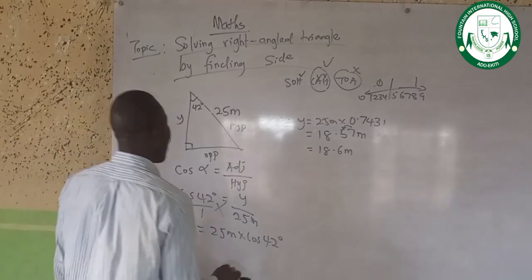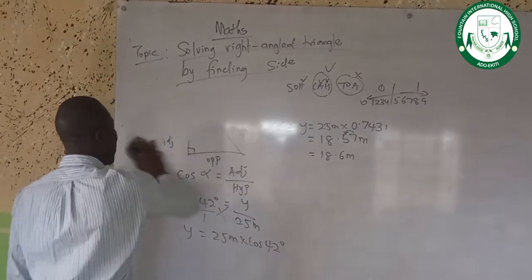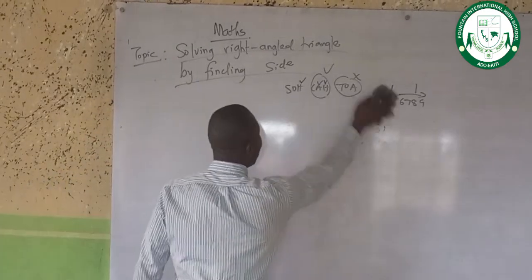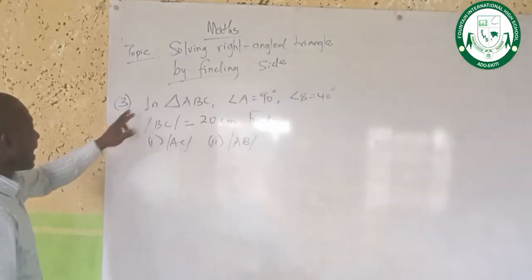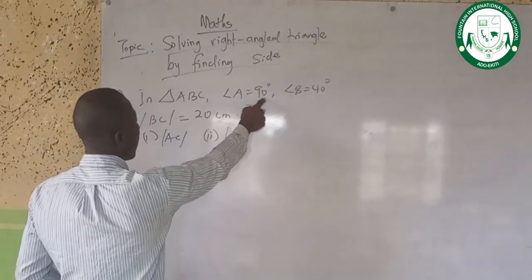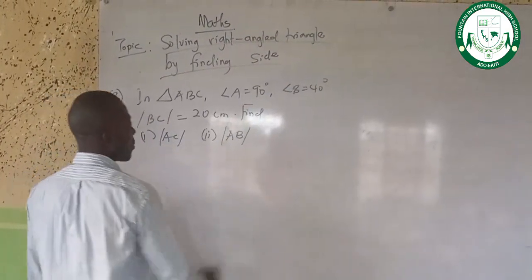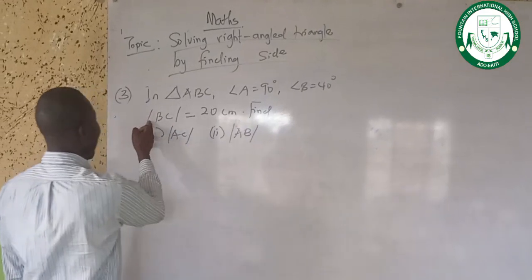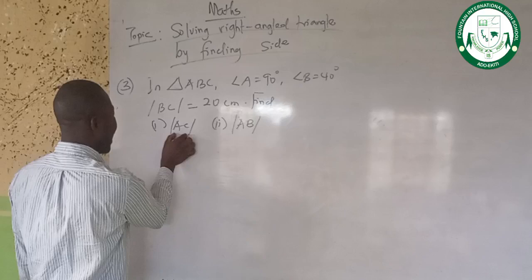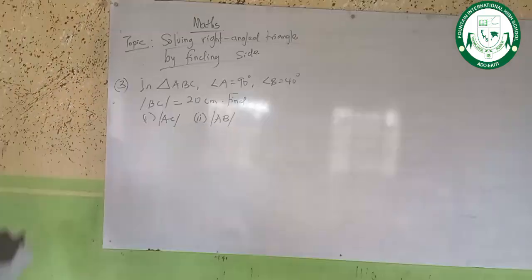Let's give another example before we call it a day. Who is going to be our example number 3? It's in triangle ABC. Angle A equals 90 degrees. Angle B equals 40 degrees. Side BC equals 20 centimeters. We have to find line AC and line AB.